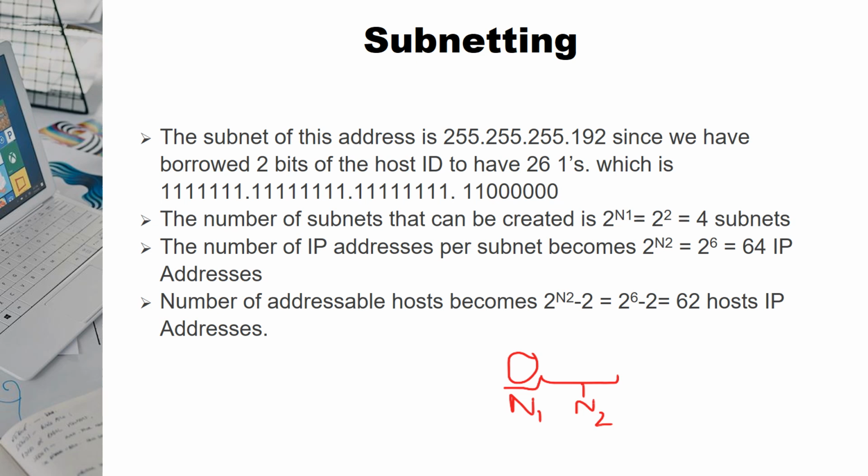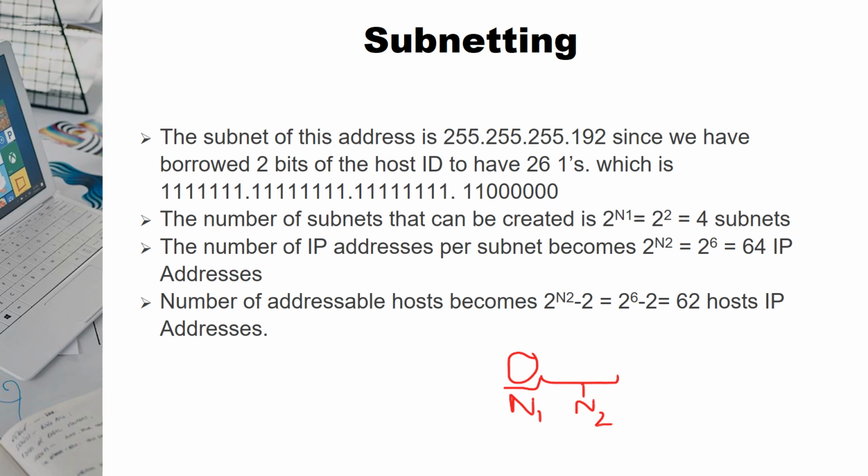So the number of subnets that can be created is 2 to the power of n1, and n1 is the number of borrowed bits, borrowed from the host ID. If we check the last octet, we've borrowed 2 ones from the host ID. So 2 to the power of 2, we get 4 subnets.